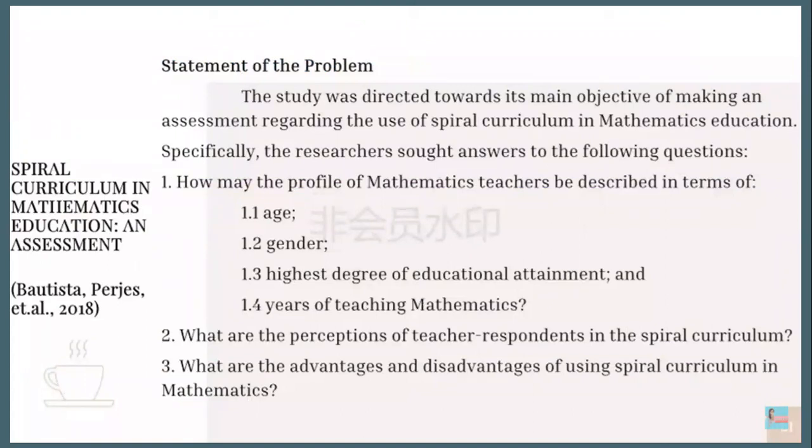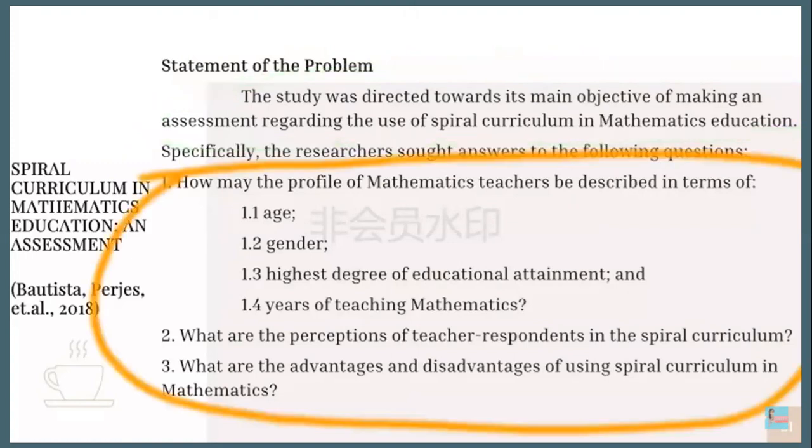Dito sa slide na to. Okay? As we can see, the title of this research is this one. Saan na tayo? Okay, here. Spiral Curriculum in Mathematics Education and Assessment. This is our research title here. Nasa left side po siya, nakabox ng green. Okay? And our statement of the problem is this one. The study was directed towards its main objective of making an assessment regarding the use of a spiral curriculum in mathematics education.